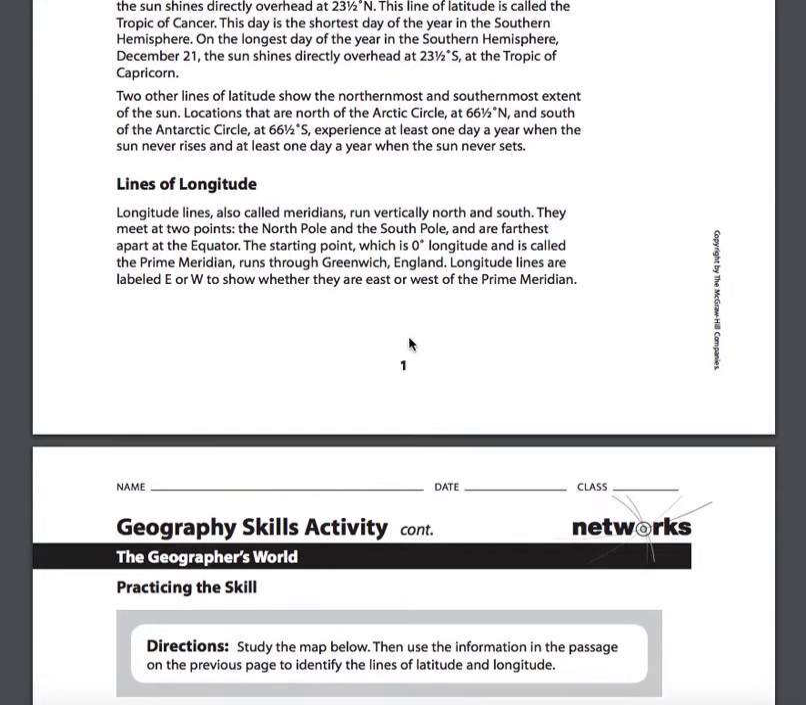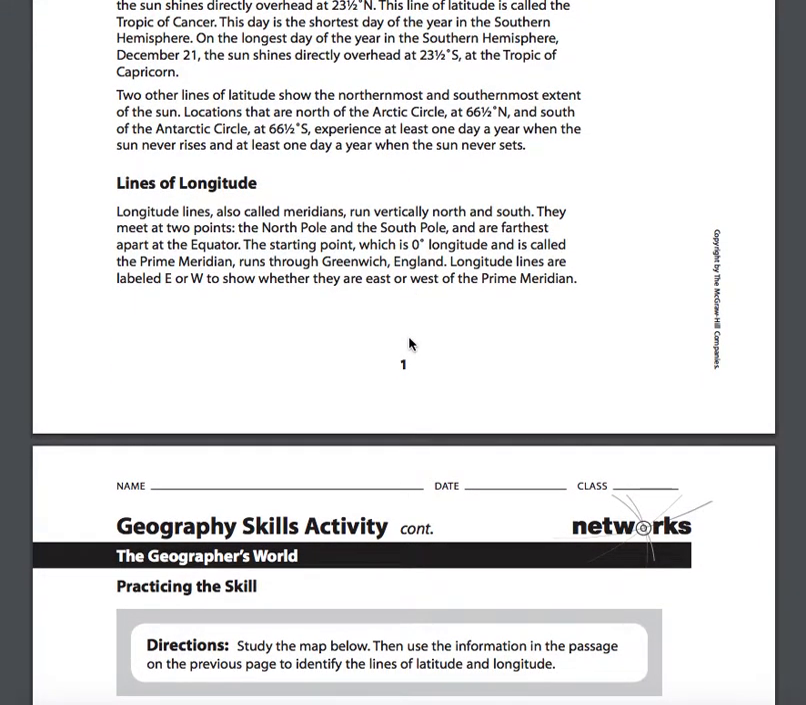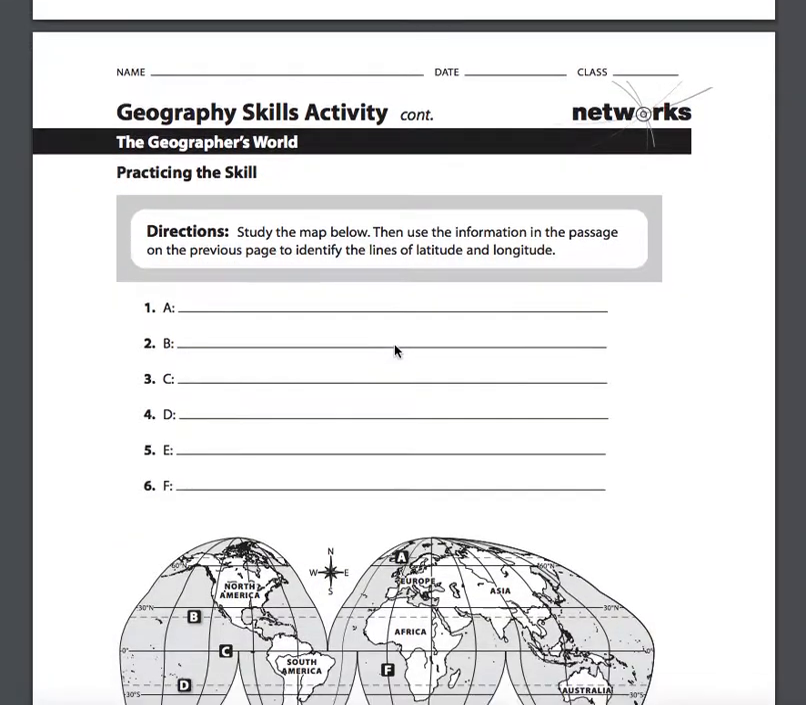Lines of longitude. Longitudinal lines, also called meridians, run vertically north and south. They meet at 2 points, the North Pole and the South Pole, and are the farthest apart at the equator. The starting point, which is 0 degrees longitude, is called the prime meridian, runs through Greenwich, England. Longitude lines are labeled east or west to show whether they are east or west of the prime meridian. Now let's go ahead and practice this skill.